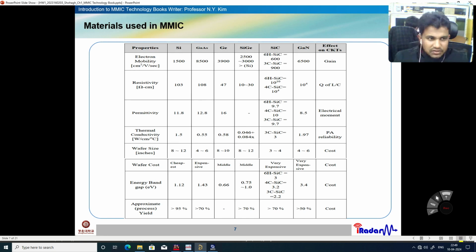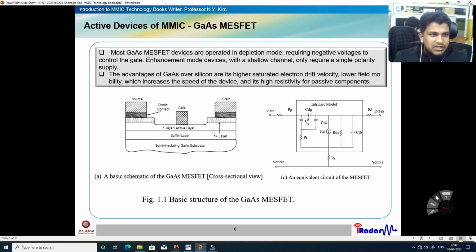So we can go to the next slide. That one is the active device of MMIC technology. The most common active device is the gallium arsenide MESFET, metal semiconductor field effect transistor. Most gallium arsenide MESFET devices operate in depletion mode.